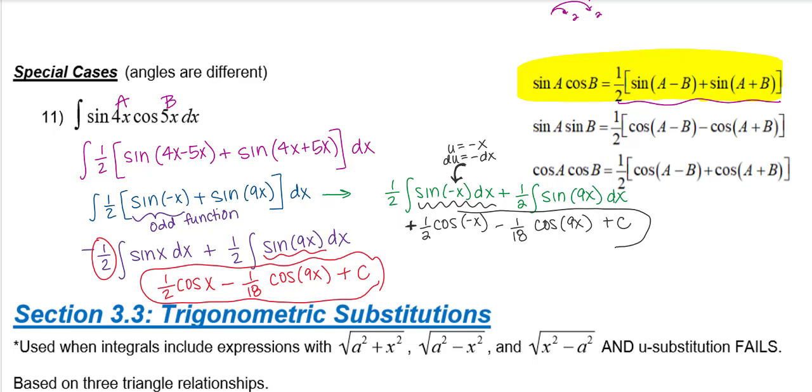And you might be thinking, gosh, these aren't the same. Well, these are actually equivalent because cosine, if you remember, is an even function. So a half cosine of negative x is the same thing as a half cosine of positive x. So those answers are equivalent.